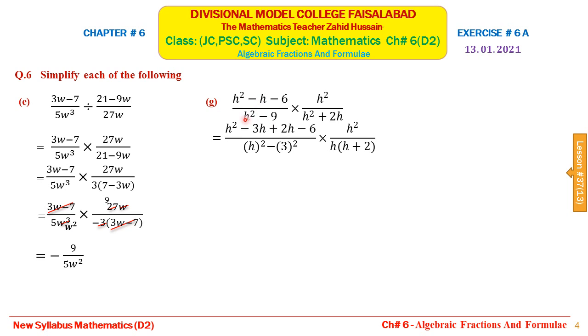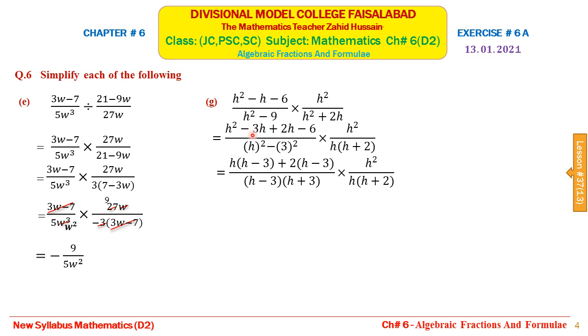The denominator of the first fraction is of the type a square minus b square. H square can be written as a whole square, as h whole square, and 9 can be written as a whole square, which is the square of 3. So this is a square minus b square. And from the denominator of the second fraction h is common, and we are left with h plus 2.